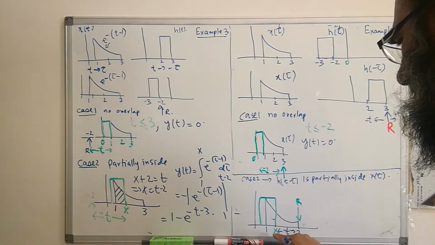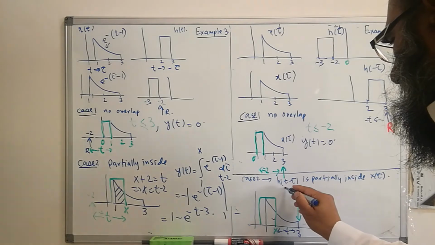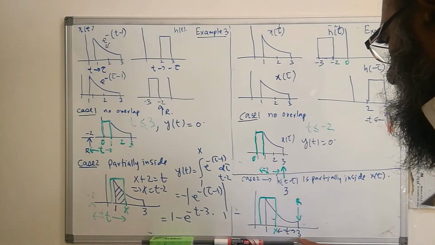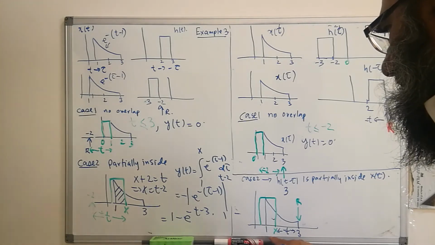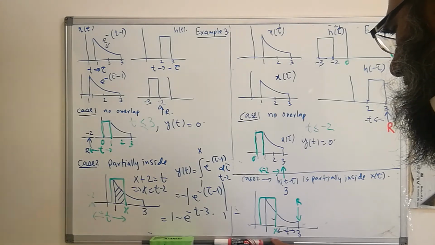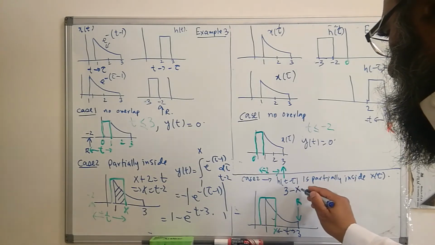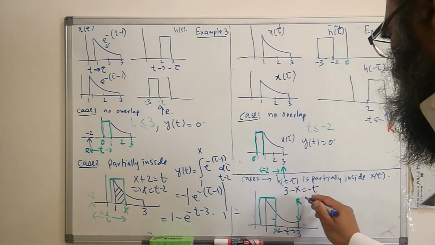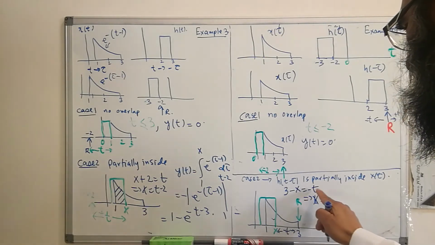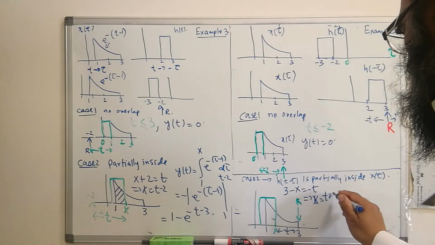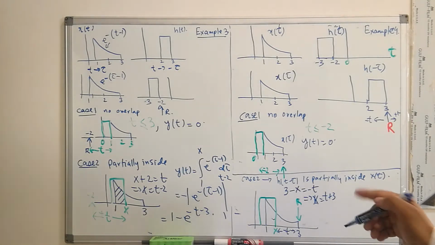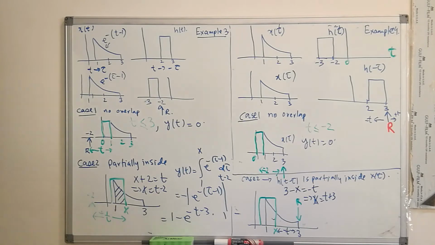So 3 minus x equal to minus t. So this implies x equal to t plus 3. 3 minus x equal to minus t, and x equal to t plus 3.